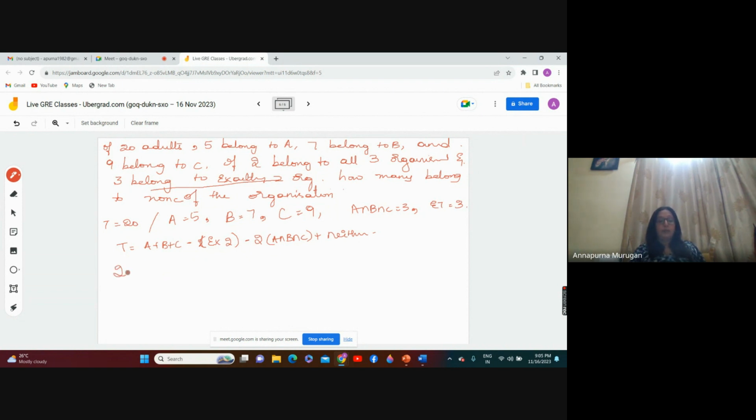So let's take 20 is equal to 5 plus 7 plus 9 minus exactly 2. How much do we have? 3. 2 times 3 is 6. That is minus 9, gets cancelled. 20 is equal to 12 plus neither. So 20 minus 12 is neither. So therefore 8 is equal to neither.